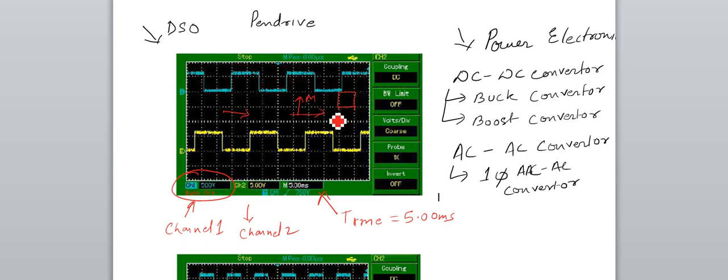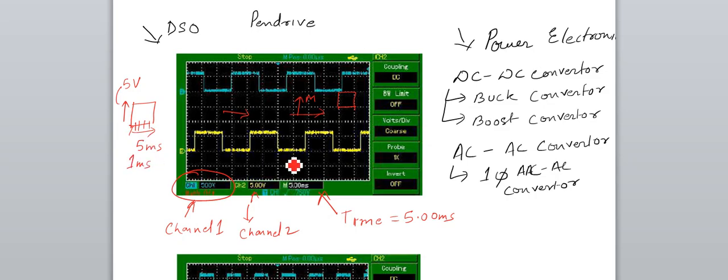In channel 1 and channel 2 it specifies 5 volt, which means one square has a width of 5 millisecond and a height of 5 volt. Each square has 5 small divisions, so one division is 1 millisecond.